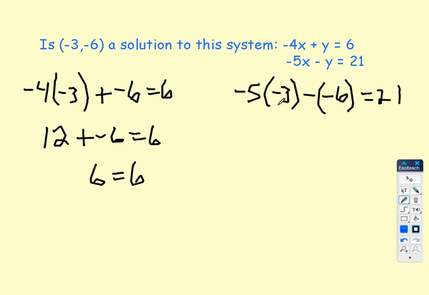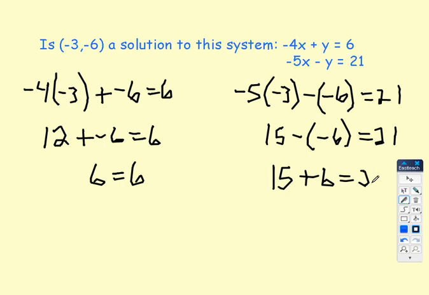Negative 5 times negative 3 is positive 15. So now we have 15 minus negative 6. Hopefully we remember that if I'm subtracting a negative, it's the same as adding a positive, so that's actually 15 plus 6, which is equal to 21, and 21 is equal to 21. So this point, negative 3, negative 6, is true on both these lines. It satisfies both these equations, so yes, that is a solution. And that's how you check to see if you have the right solution.